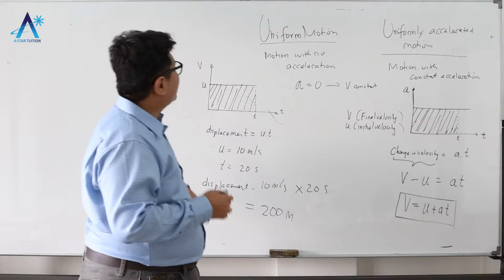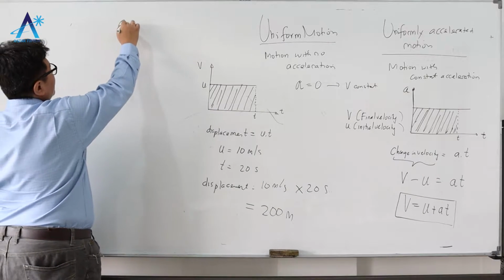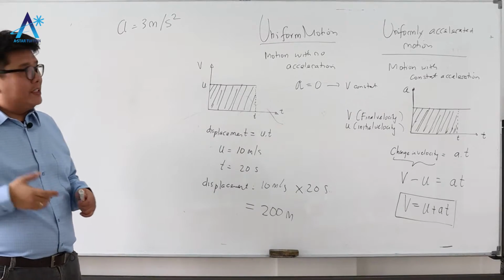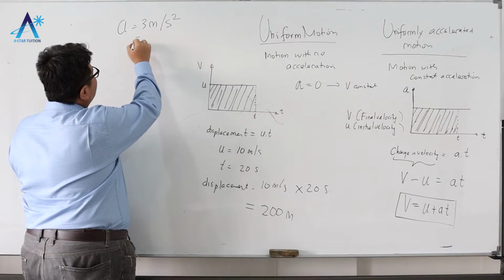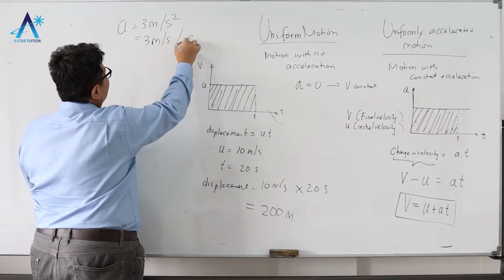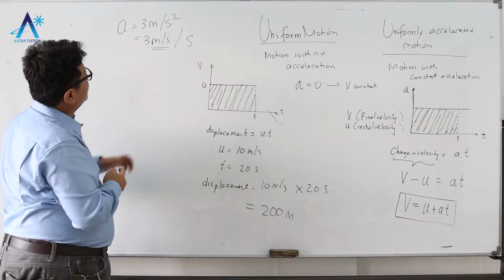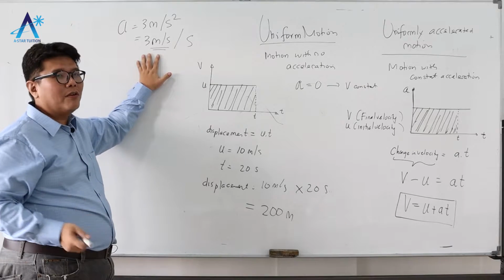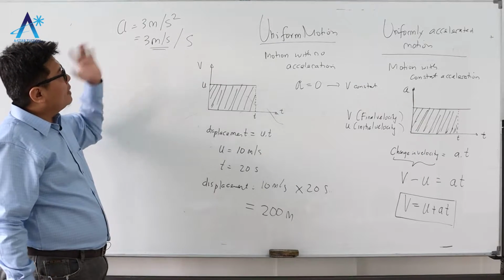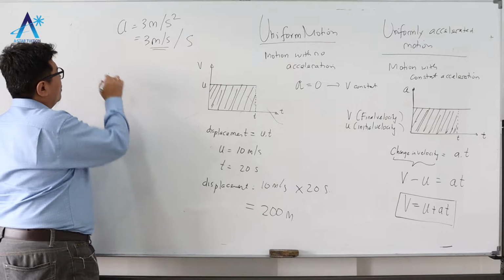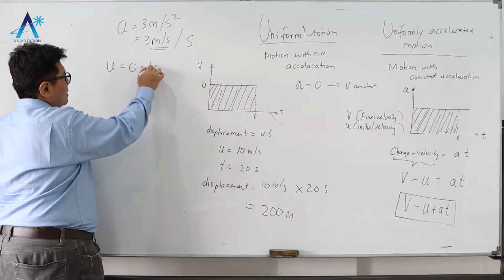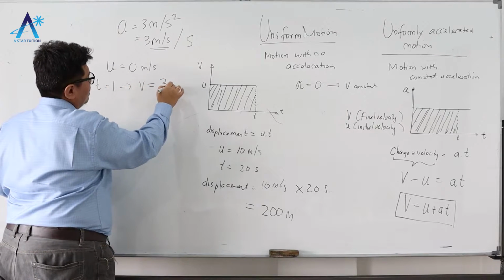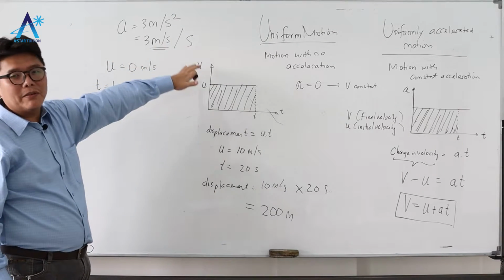Now the way to make sense of it is, imagine that you have an acceleration of 3 meters per square second. As I mentioned in the previous video, this can be understood as 3 meters per second per second, which means that the velocity will increase by 3 meters per second for every second of time. So if it starts from a velocity equal to 0 at t equals 0, then after 1 second, the velocity will become 3 meters per second, because it increased by 3 meters per second in every 1 second.